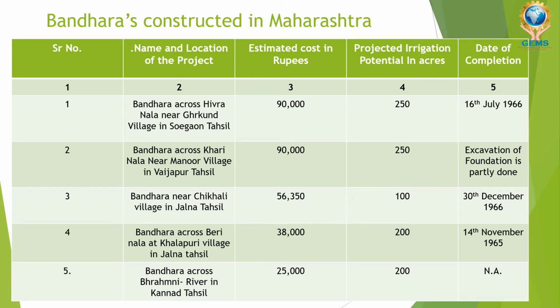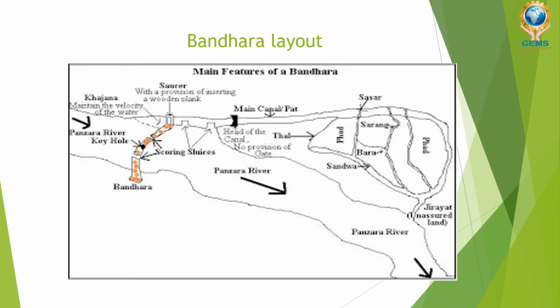Okay, fine. This is the Bandra layout. You can see that the water flow is continuous throughout the entire portion, like I have drawn the red line. This is the water flow, and here you are constructing your bandras. These orange marks here represent the covering sluices.